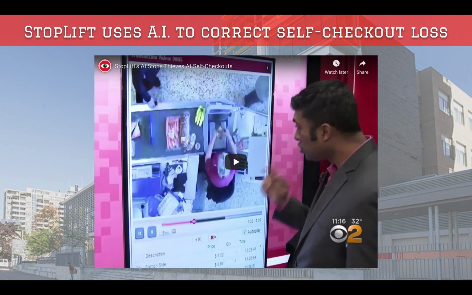So here's another example of once you have to set this up at your store. The idea is at a self-checkout counter like at a Metro or a Shoppers Drug Mart, if you install the camera above, it sees suspicious activity and flags it.